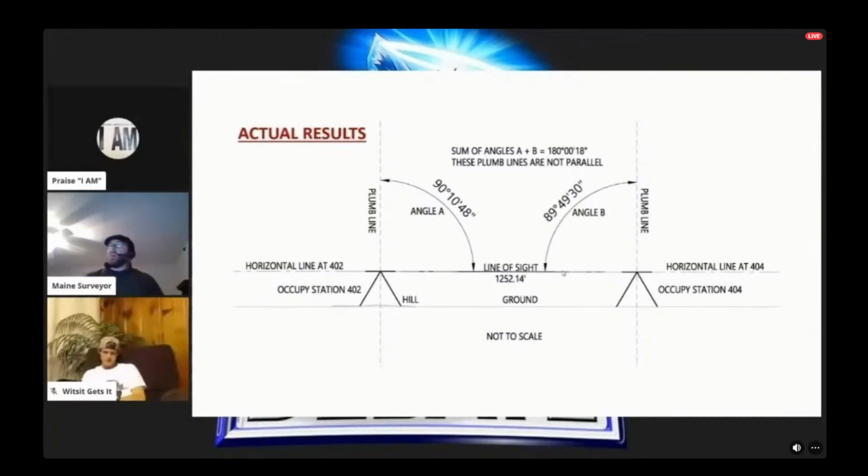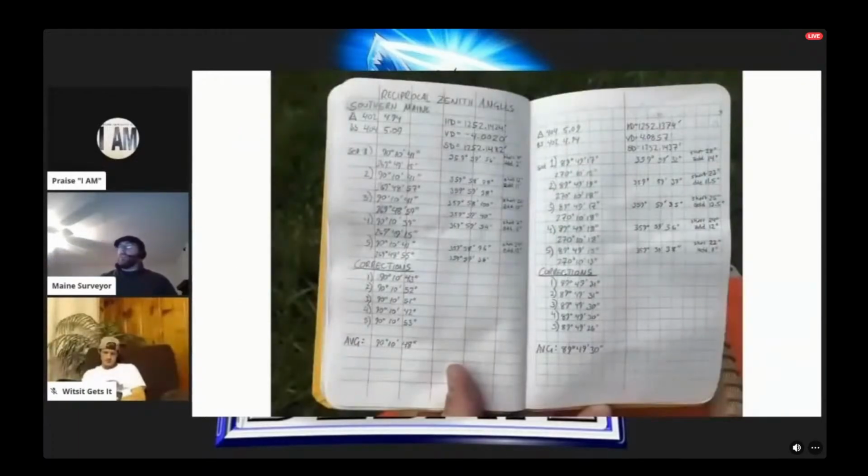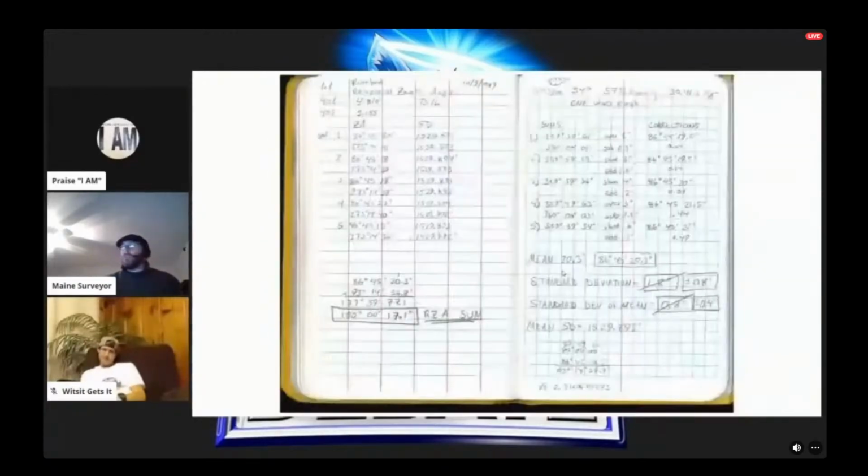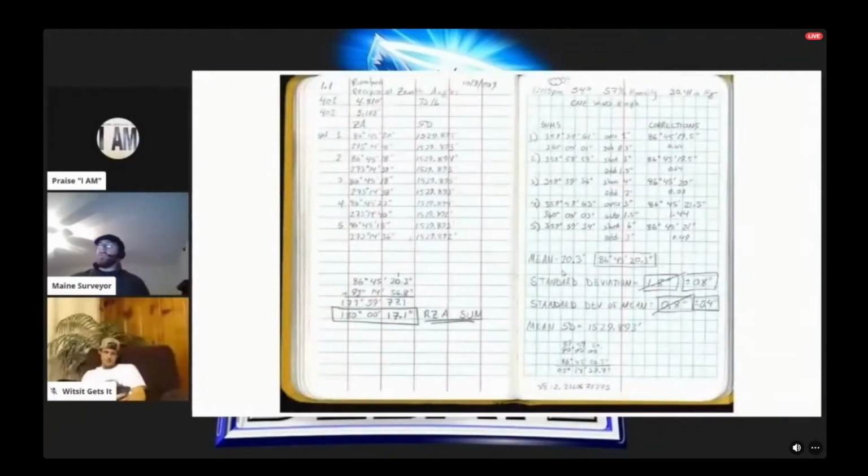Hey, that's more than 180 degrees. That means that those two plumb lines are not parallel. And here's my actual field notes from that exercise. Now, anything worth doing once is worth doing 4 more times. So I went to another location 100 miles away, and I did the same procedure, measuring reciprocal zenith angles between 2 points in 4 times over 3 days.